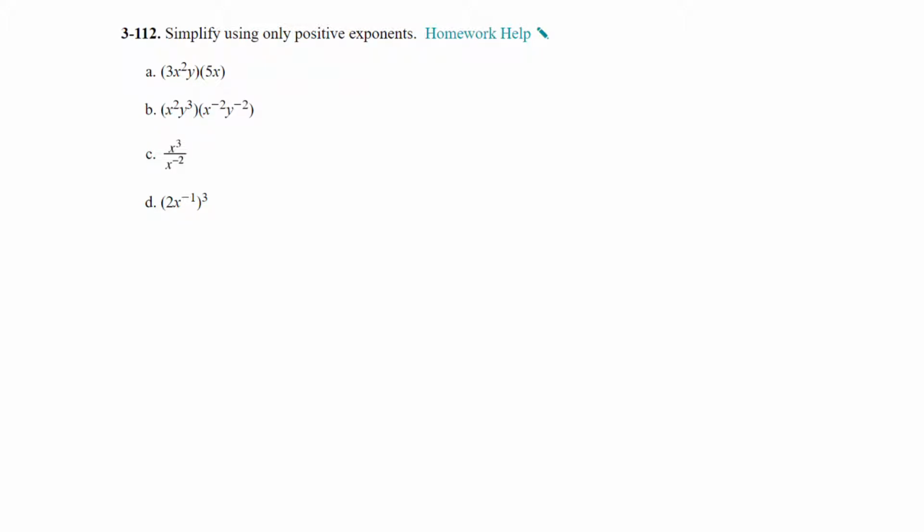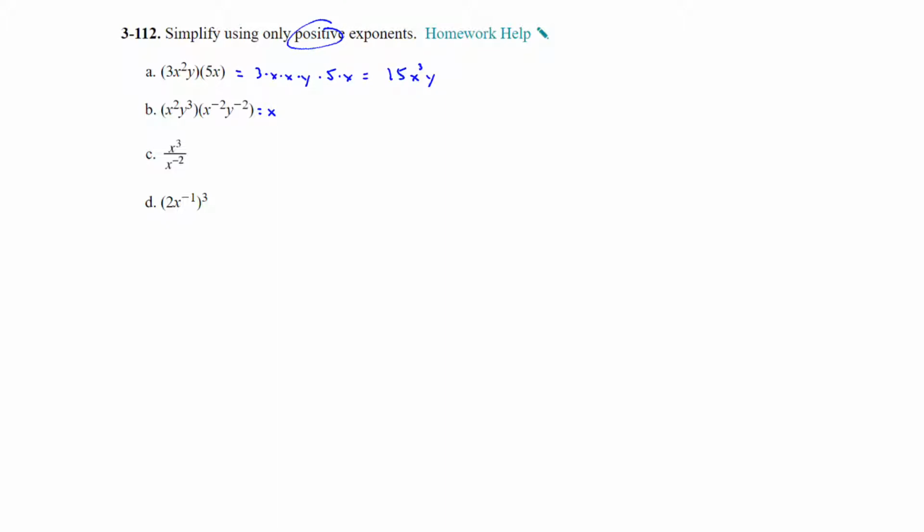Question 112. Simplify using only positive exponents. So make sure we're using only positive. So we could expand this out to help us see what is going on here. This would be 3x times x times y times 5 times x, and then it's all multiplication, so 3 times 5 is 15. X times x would be x to the third power, and then there's only one y, so it would be y.